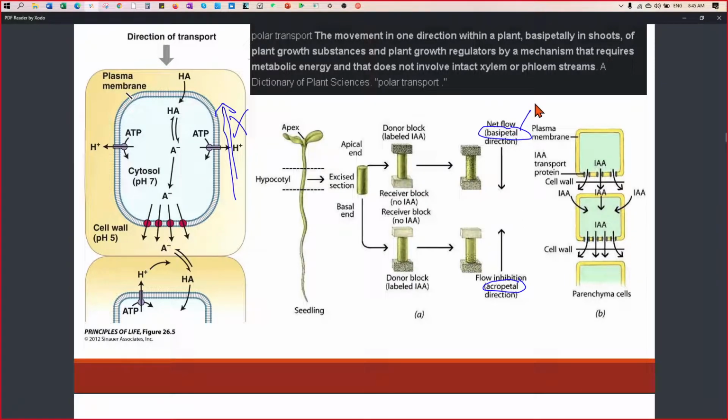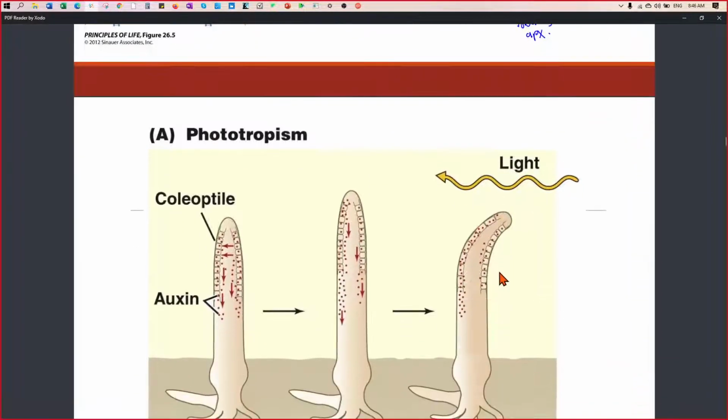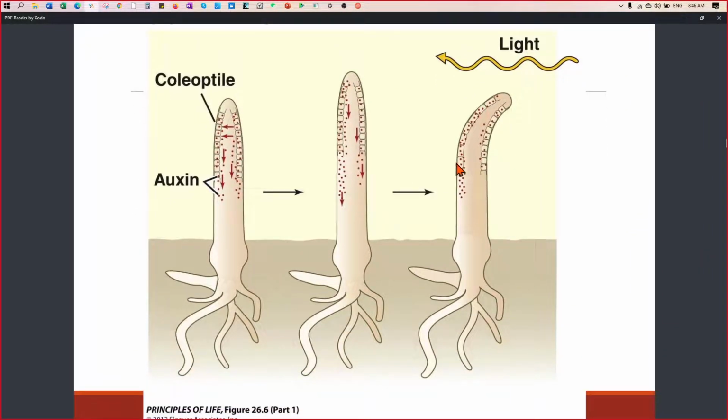Basipetal simply means towards the base. Acropetal simply means towards the apex. So that's why it moves in this direction. When it has this kind of direction, it's polarized. It's towards one side only. We call it polar transport. And this polar transport is what drives, to some degree, phototropism.